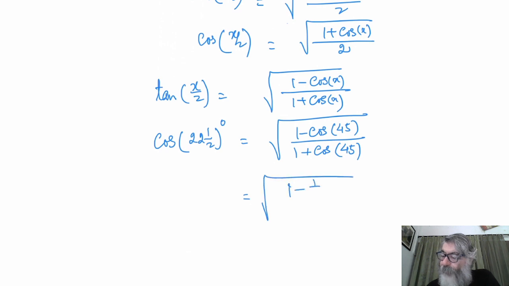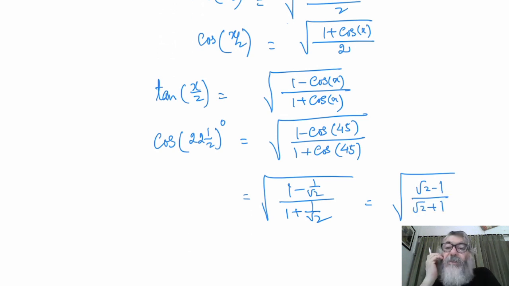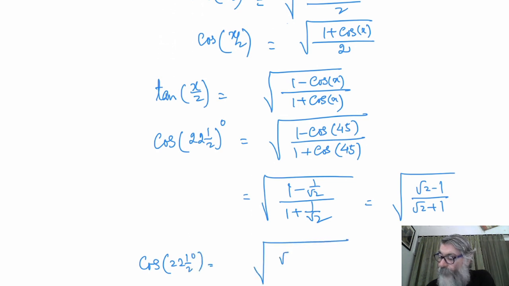1 minus 1 upon root 2 upon 1 plus 1 upon root 2, because the value of cos 45 is 1 upon root 2. So it will become root 2 minus 1 upon root 2 plus 1, because the denominators of the numerator and denominator will cancel. Root 2 will be the LCM, and we will be able to cancel it out. So tan 22 and a half is coming as root 2 minus 1 upon root 2 plus 1.